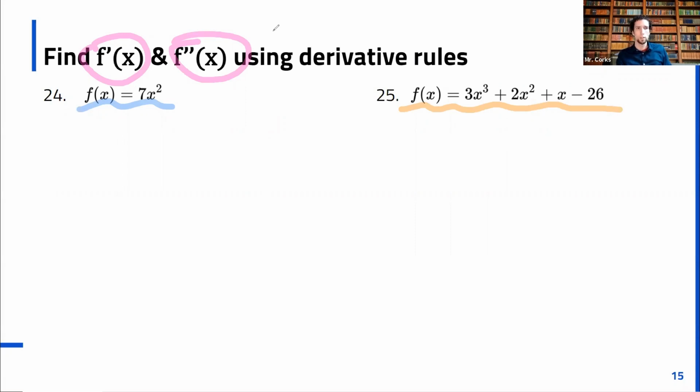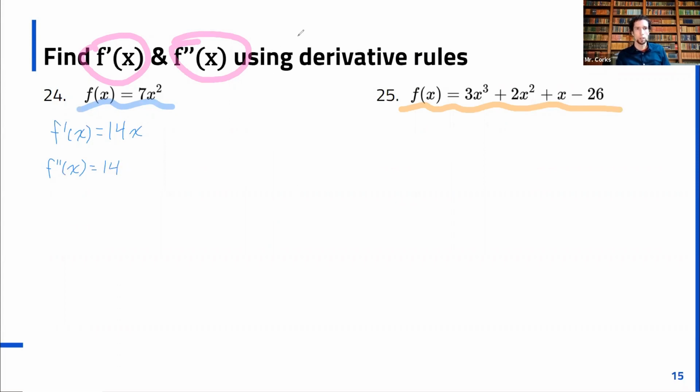Okay, that was 2 minutes. Let's try these out. So the one on the left, what is our first derivative? Let's again practice reading out the left side as well. So f prime of x is equal to 14x. And our second derivative? F double prime of x equals 14. There. That's it. That one's pretty easy.